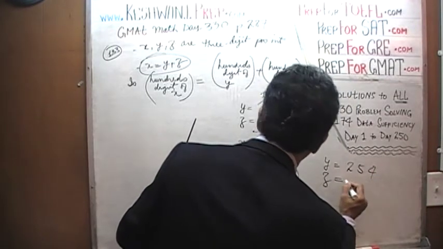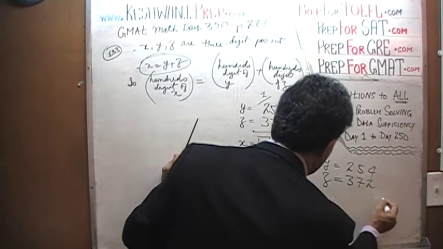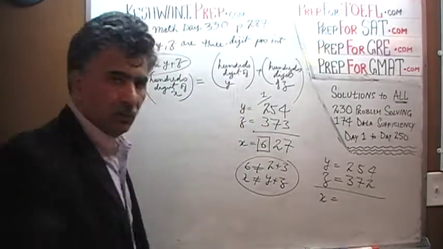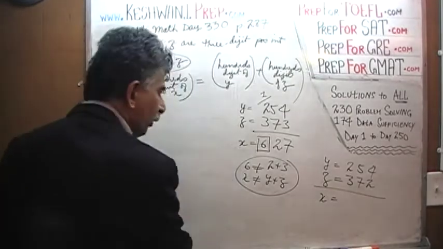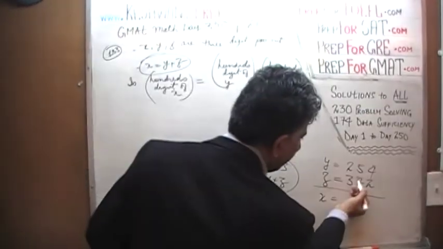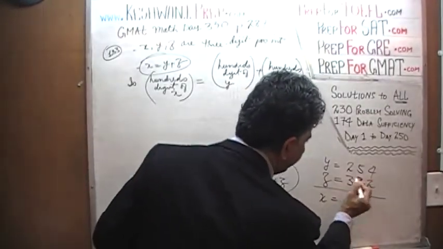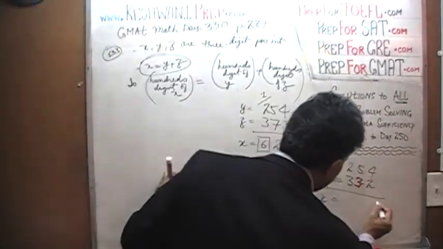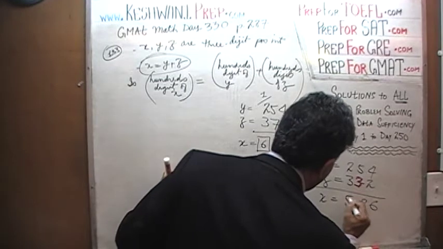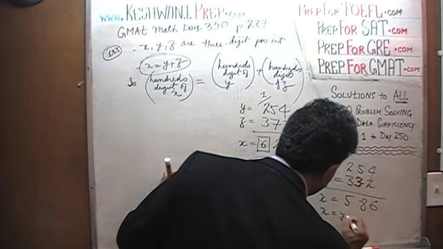254 and Z is 372, and here's our X here. All we have to do is take one of them and change that to a smaller number. Maybe instead of 7, let's make it 3. Now it would work. We will have a 6, 8, and a 5, and now X is equal to Y plus Z.